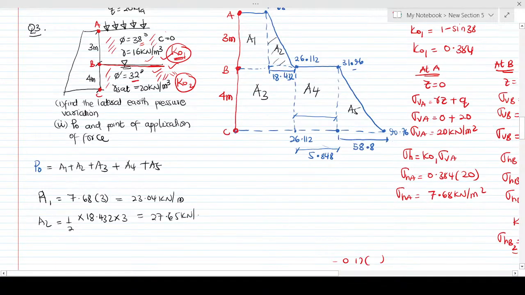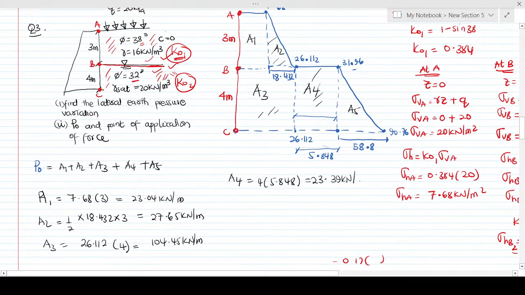27.65 kilonewton per meter. Then A3 is this rectangle here. So length times breadth, right? So 26.112 by 4, and that will give me 104.45 kilonewton per meter. Then my A4, which is also this rectangle, length times breadth, the same thing. So 4 by 5.848, and that will give me 23.39 kilonewton per meter.